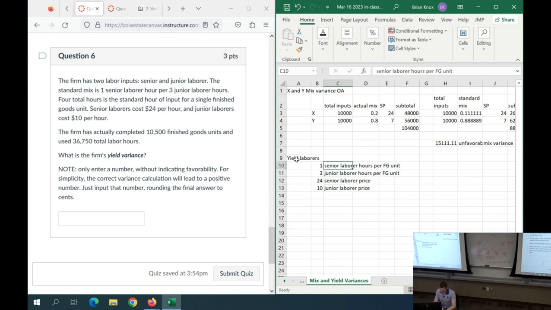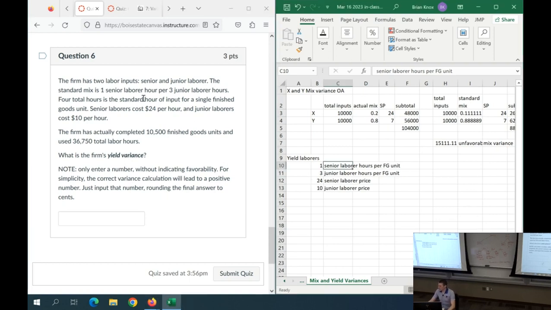Okay, now I did something between Tuesday and today. Tuesday, we had a question like this, and it said something like 6 total hours is the standard input. So it had some difference between the sum of these two and the input to finished goods ratio. I went through and got rid of all the questions like that, because for one, they weren't programmed to be calculated that way, so the calculations were all off. And two, there's no point in making that complication.